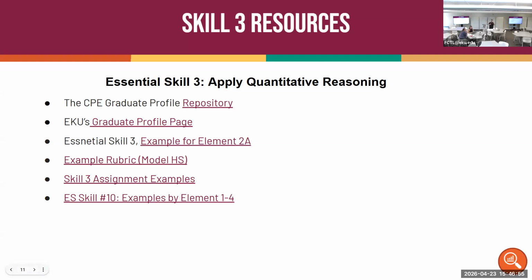The skill 3 assignment examples are all these things that you got today, like the little pages here. And then essential skill number 10, examples by element 1 through 4. I wanted to include that because I mentioned essential skill 10. We're not going to talk about skill 10 right now, but especially for math, where we're really honed in on quantitative reasoning, skill 10 with information literacy can make it a little fuzzy, so I wanted you to see examples and things of that nature. So that's what I've got.